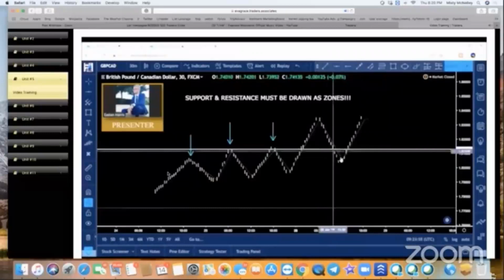Now, these are meant to be drawn as zones. So to avoid things like this getting faked out by the market, you have to draw your support and resistances as zones. So if we're looking at these peaks here, reaction originated from. So I'll move this so you guys can see clearly. When drawing the support and resistance zones, let's look at this one for instance, this area right here.